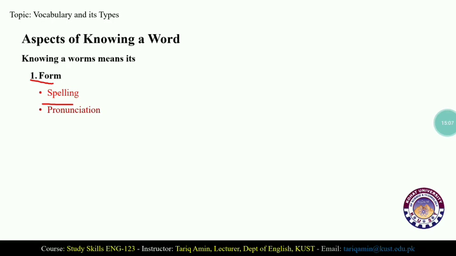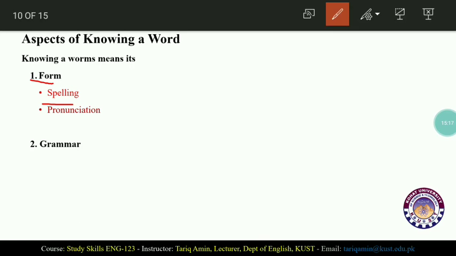This is the first aspect of knowing a word. You should know its form, you should know its spelling, and you should know its pronunciation. The second important aspect is grammar. When you say that I know a word, it means that you know its grammar as well.